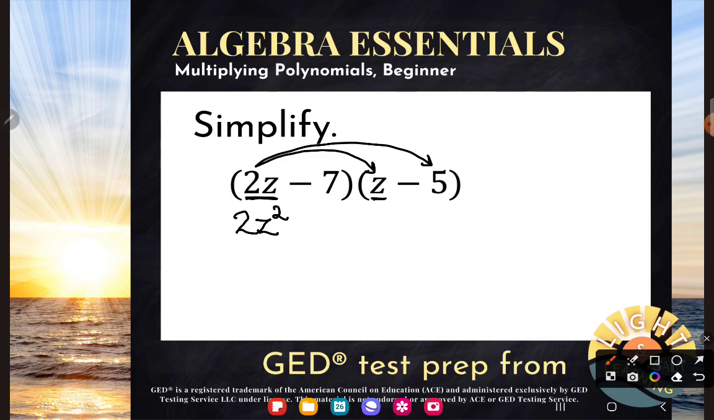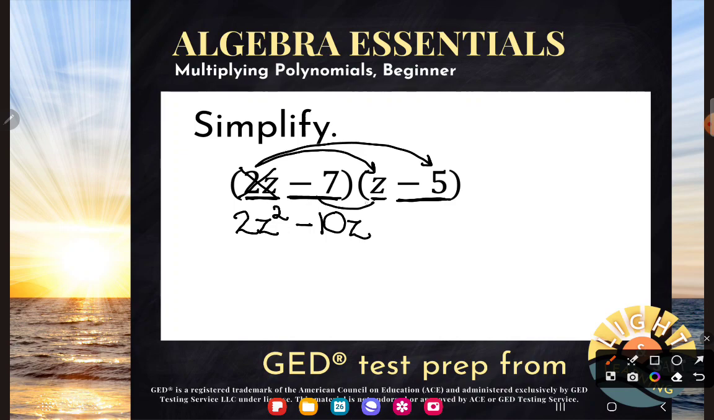Now, when I do 2z times the next factor, I'm going to read this as -5. Read pluses and minuses as positive and negative when you're multiplying. So 2z times -5, you can do 2 times -5 in your calculator if you need to, but it is -10. And then I was not just multiplying by 2, I was multiplying by 2z, so it will be -10z. And now I'm done passing out 2z, but I still have not a 7, guys, a -7. Take its sign with it.